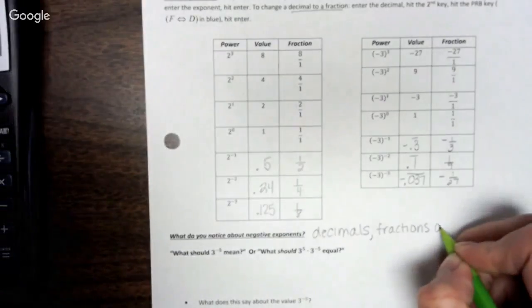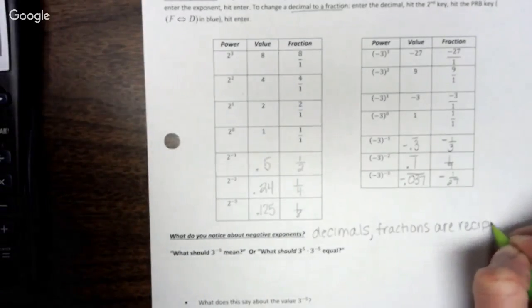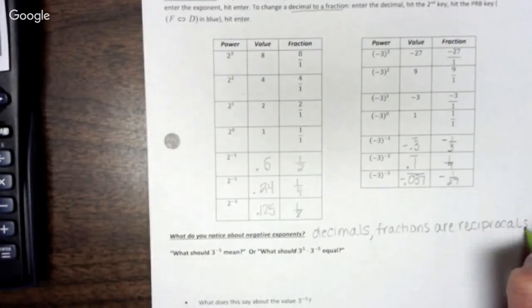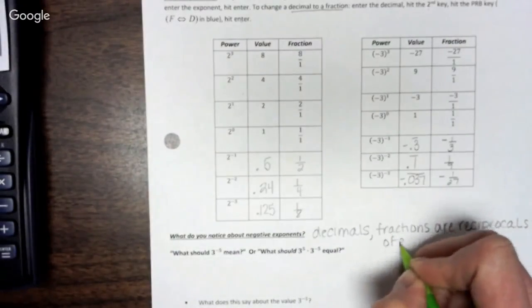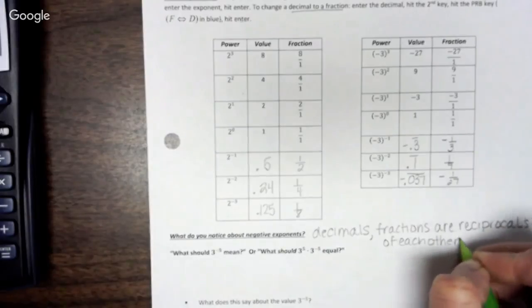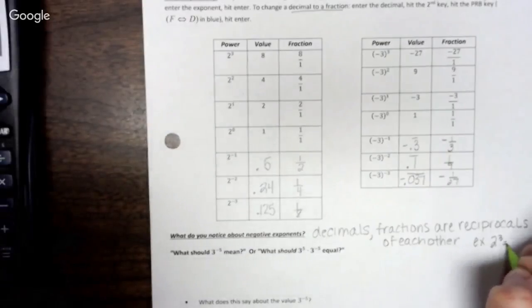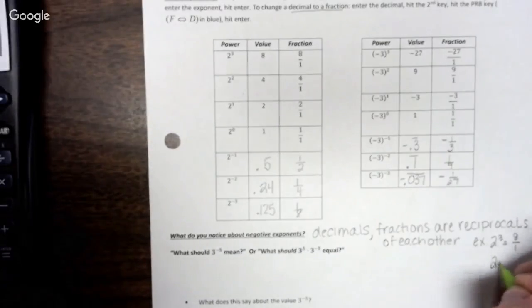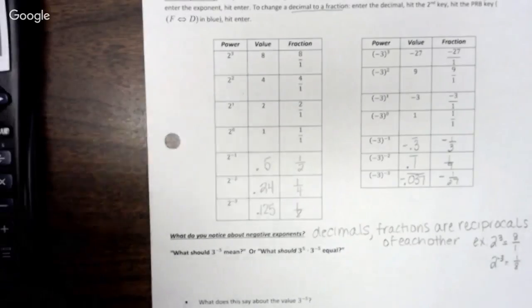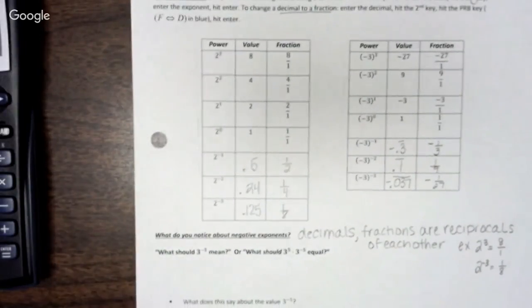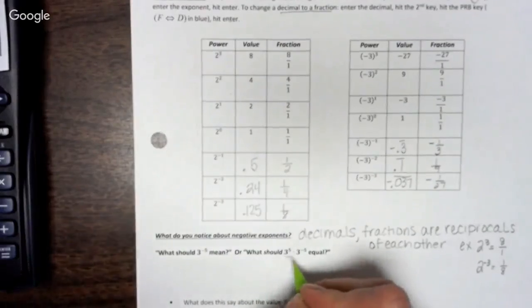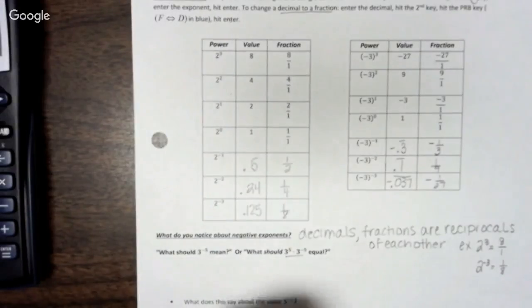Did you know the fractions are reciprocals of each other? So I'm going to put just a little example here. 2 to the third was 8 over 1, and 2 to the negative third was 1 over 8. So they are reciprocals of each other. So what should 3 to the negative fifth mean? Or what should 3 to the fifth times 3 to the negative fifth mean? Let's focus on this 3 to the fifth times 3 to the negative fifth.